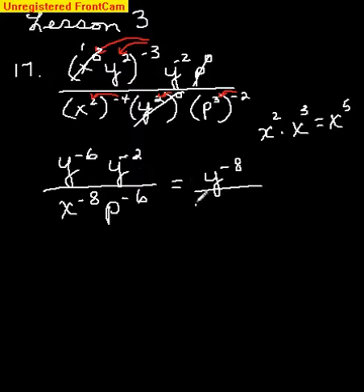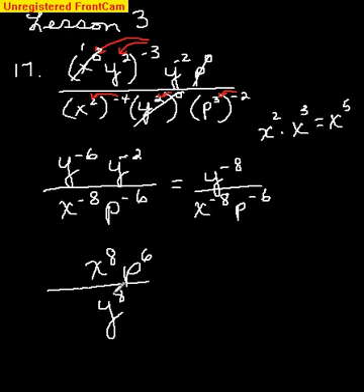And then on the bottom, we have x to the negative 8, p to the negative 6. You could leave it like that, that's simplified, or you can make all the variables positive, so you get x to the 8th, p to the 6th, over y to the 8th. Remember, to make them positive, you just move them from the numerator to the denominator. Let me check the answer on that real quick. Lesson 3, 17. What they do is they have all of the variables in the numerator, which you can leave it like I have it, but in the back of the book it's going to look like this: x to the 8th, p to the 6th, y to the negative 8.